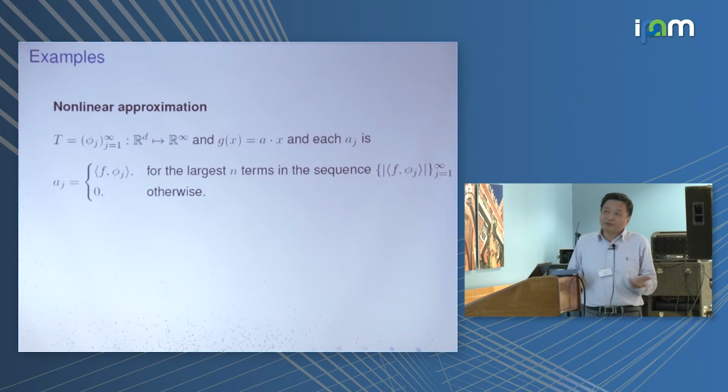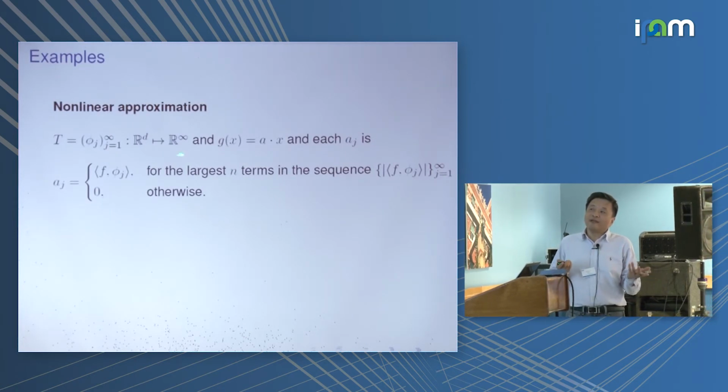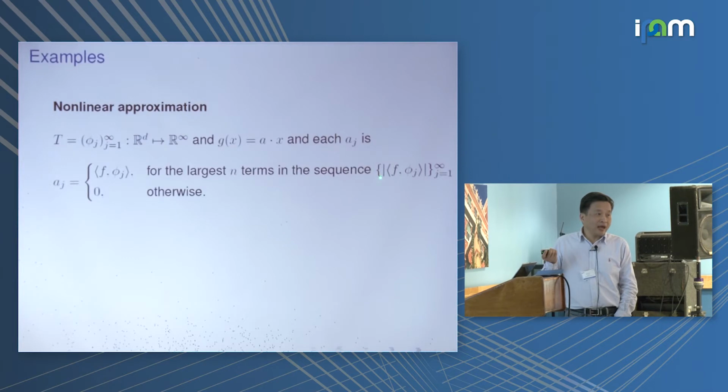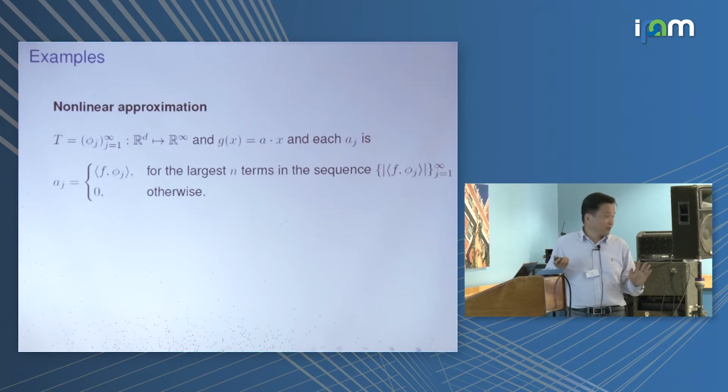So nonlinear approximation for the L2 case is also simple. If you have this orthonormal basis, you compute all the inner products, you order them, and take the first n leading terms. That's the best nonlinear n-term approximation for any f. Of course, for different f, your terms are different, your indices are different. So that's what is nonlinear.